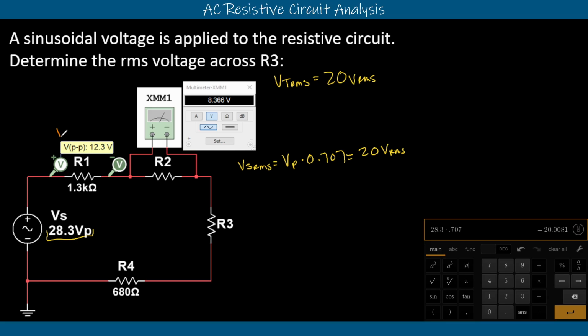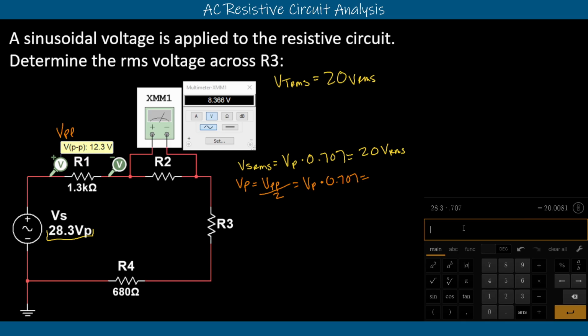We know that we have a peak to peak up here, and so we can take that peak to peak and divide it by 2 to get to our peak voltage. We can say that our VP is equal to the peak to peak divided by 2. And once we get that, we'll end up with our VP, and then we could multiply that by 0.707 to get to our VRMS. So that's what we're going to do.